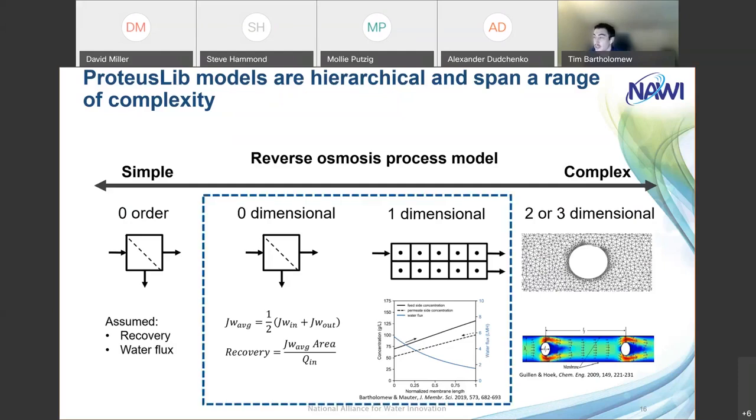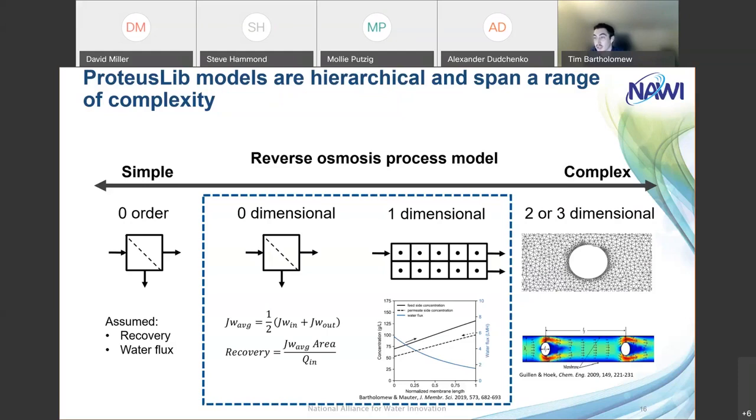So what ProteusLib particularly focuses on are these 0-dimensional and 1-dimensional physics-based modeling approaches. These link the decision variables to the performance metrics, which we can then relate to optimizing the levelized cost of water or energy consumption and those types of outcome metrics.